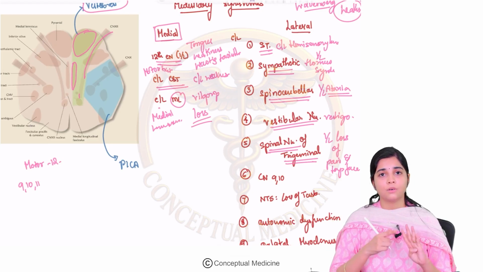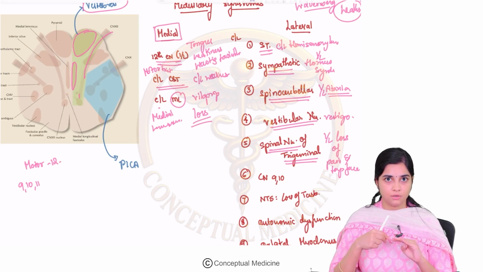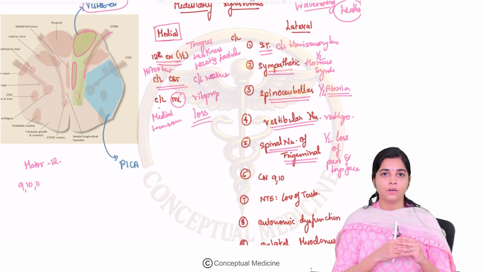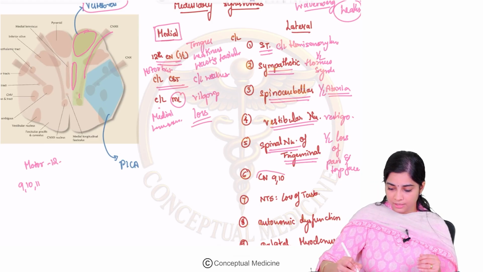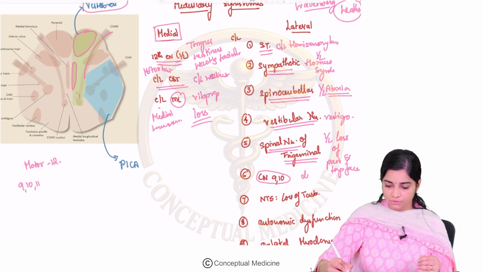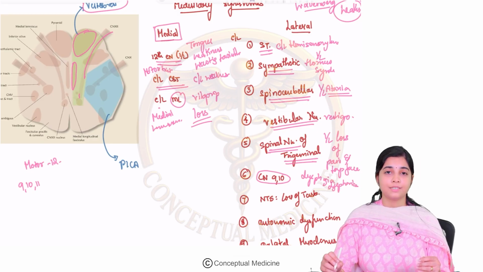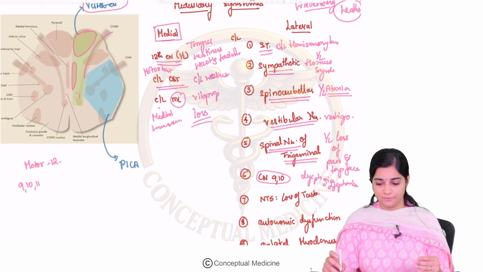So here you can see that all the S structures are involved. The spinothalamic tract, the spinocerebellar fibers, the spinal nucleus of trigeminal nerve and the sympathetic chain. All the S structures are involved in your lateral medullary syndrome. When it comes to the cranial nerves, the branchial motor cranial nerves, the cranial nerves 9 and 10 will be involved. So you will have dysphagia and dysphonia.